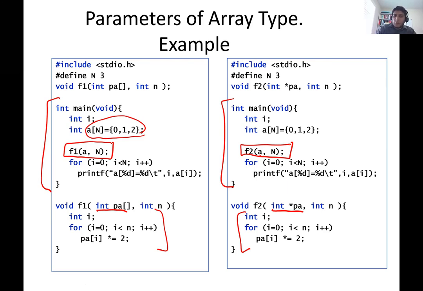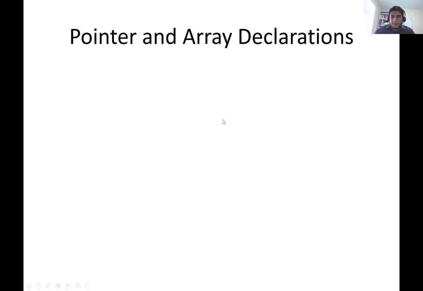Completely correct. And this is only what we change. So for example, if you do here F1, A and N, this is exactly that, right? So you are correct. The array name has two faces, right? The one face is the array itself. The second face is a pointer, right? Okay, perfect. Thanks.